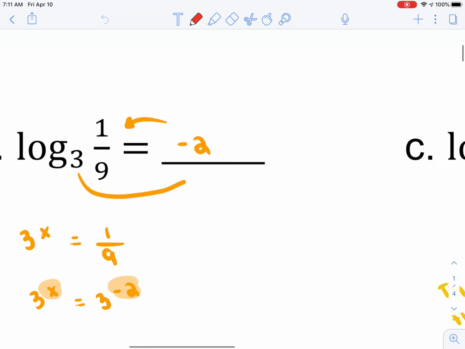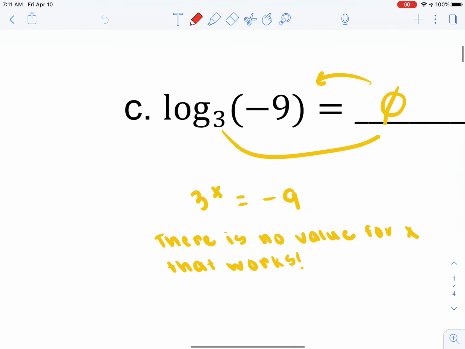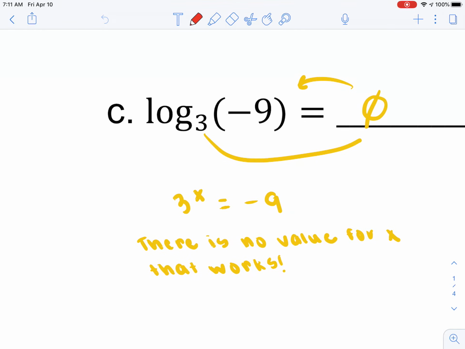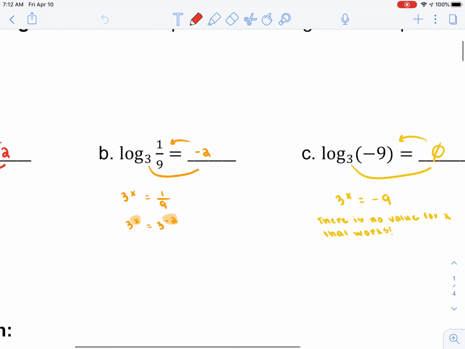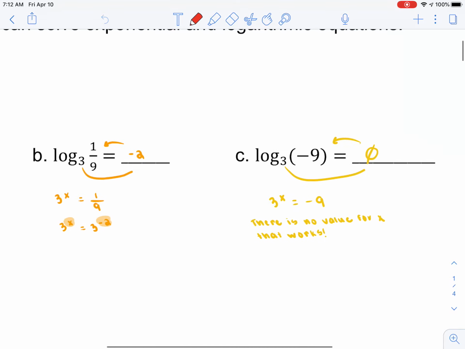Part C was very tricky. So if you got this right, you can pat yourself on the back as I'm talking about the answer. This has no solution. 3 to some power equaling negative 9 isn't possible. 3 to the second power is 9, but you can't put in a negative 2 to make it a negative 9 because as we just saw, putting in a negative 2 makes it the reciprocal. There is no possible way you can take a base that's positive and raise it to any exponent to get a negative number as a result.